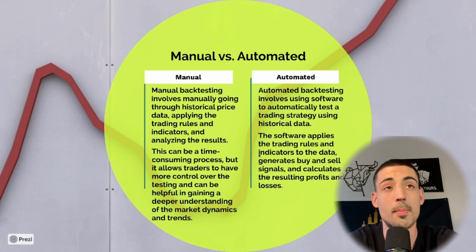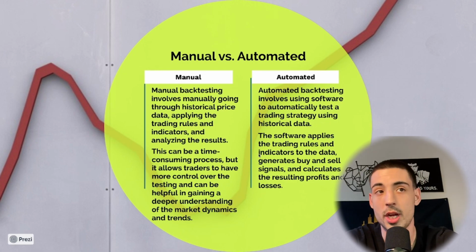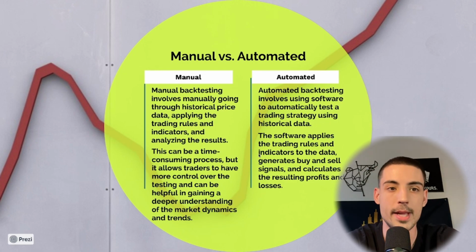This could be a time-consuming process, but it allows traders to have more control over the testing and can be helpful in gaining a deeper understanding of the market dynamics and trends. So it's basically just you going through the markets on your own and manually placing every single trade. And that's what I'm going to be showing you an example of today.